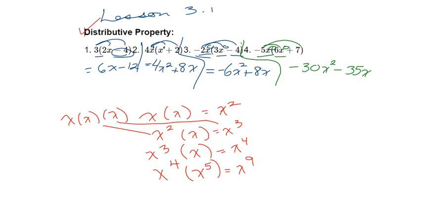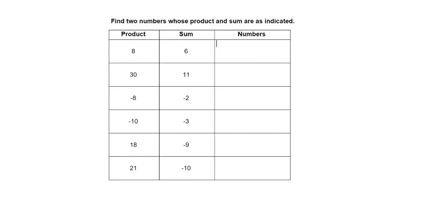We added that little advanced method of paying attention to the exponents. On the next part of this note that you definitely printed off, or you're at least copying down into your notes, it says find two numbers whose product and sum are as indicated. Product and sum are just fancy words for numbers that you multiplied together and numbers that you added together. Mathematicians, for some reason, like to make you feel stupid, so they use bigger words than they need to.